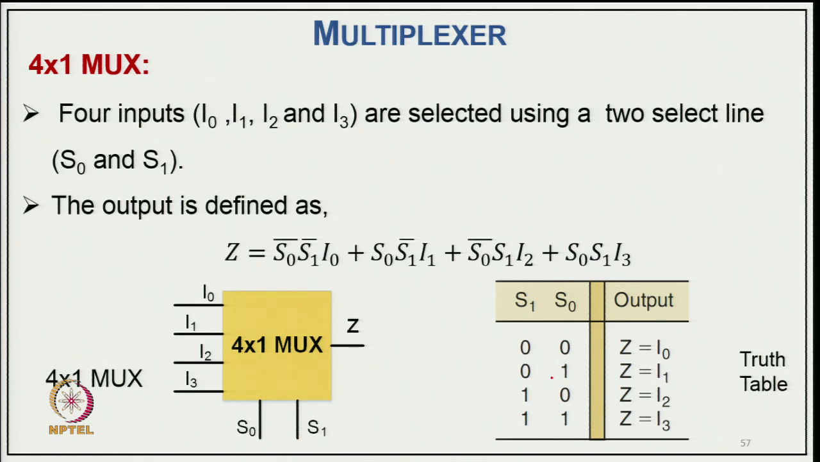When both selector bits are 0 0, your output is I0. When you have 0 1, then the output is I1, and when you select 1 0, then the output is I2. When both are 1, then you select I3. So, out of 4 only 1 is going to be the output, depending upon the selector bits.